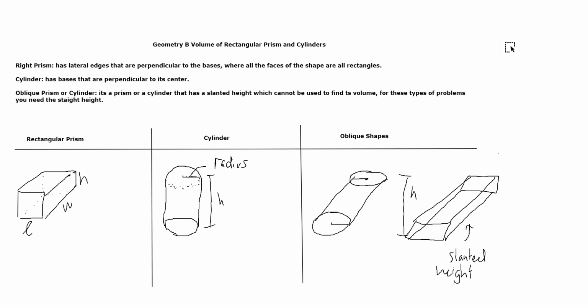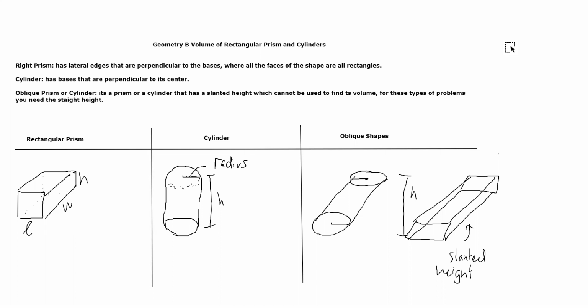The right prism is what we're going to be dealing with. We're going to be dealing with 3D shapes and finding the volumes of them. Right now, we're just going to be focusing on two things: rectangular prisms and cylinders. So as you can see, the definition for a right prism is confusing. It pretty much just means a box. It's a box. We're going to be dealing with the box.